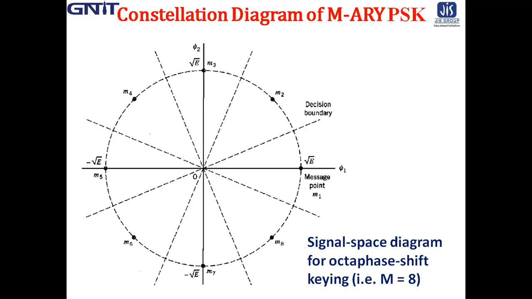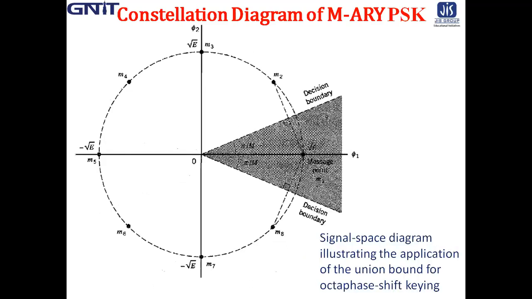Now the question is, how can we determine the probability of error? Suppose that the ratio E/N0 is large enough to consider the nearest two message points, one on either side of m1, as potential candidates for being taken for m1 due to channel noise. This is for the case of M equal to 8, same case. And the Euclidean distance of each of these two message points from m1 is determined as follows.